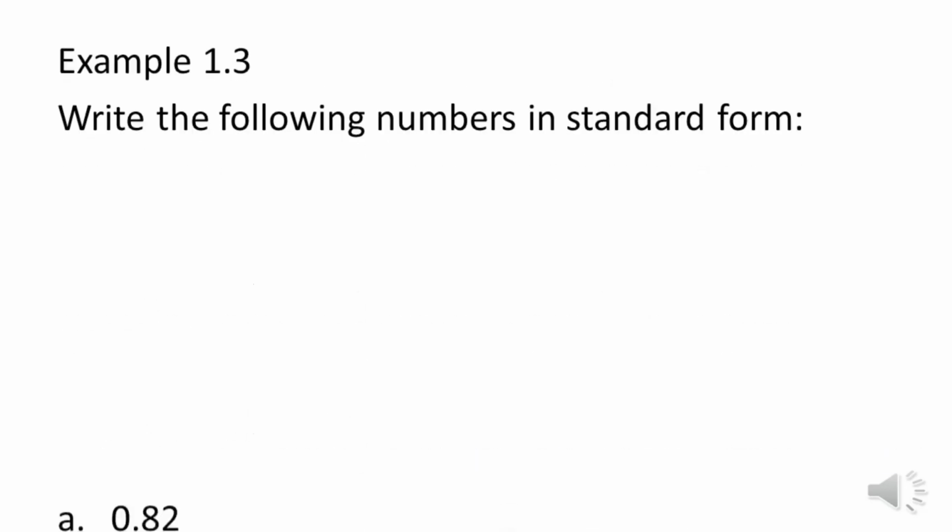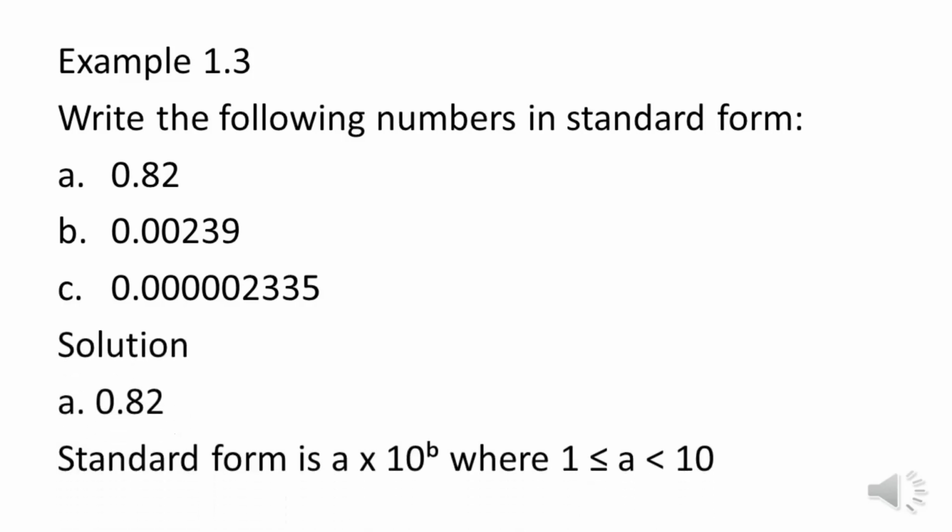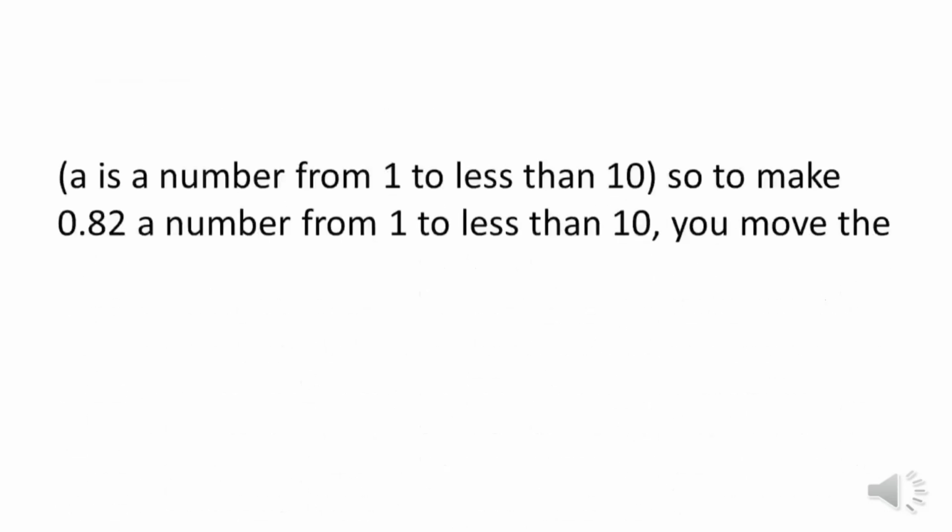Example 1.3. Write the following numbers in standard form. A. 0.82. B. 0.00239. C. 0.00002335. Solution. A. 0.82. Standard form is a times 10 raised to power b, where a lies between 1 and 10, but please always remember that 1 is inclusive while 10 is not.